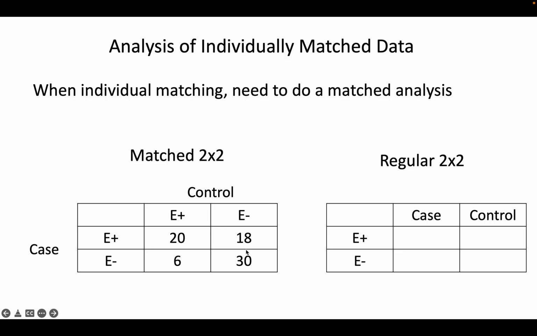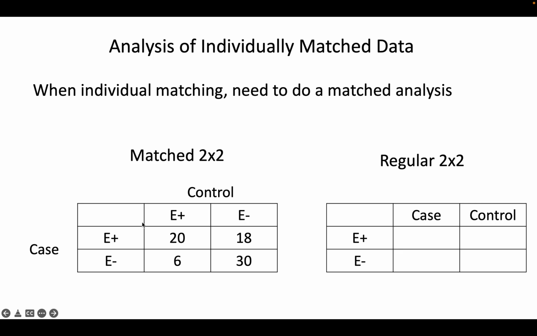So each number here, for example each of these 6 in the exposure positive control, exposure negative case cell, these are 6 pairs, so it's 12 people. And basically, each of these is describing a pair.